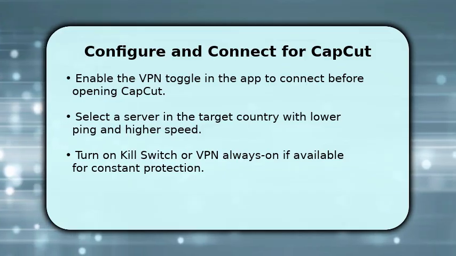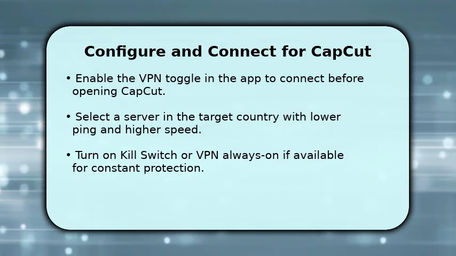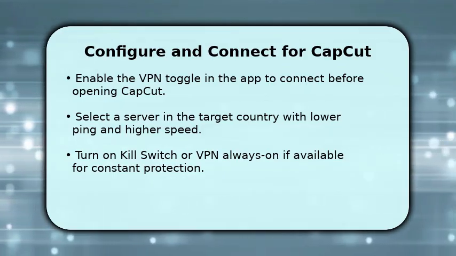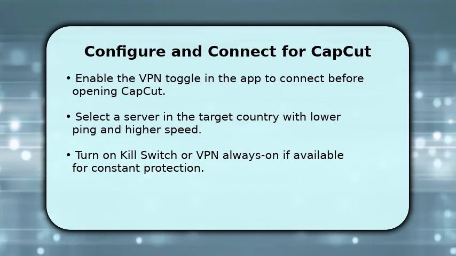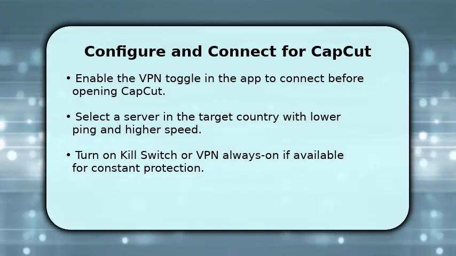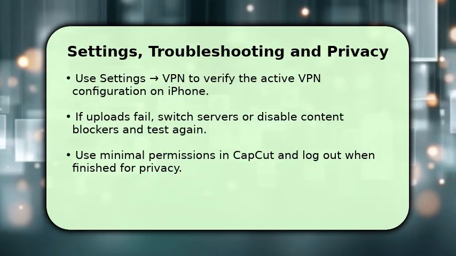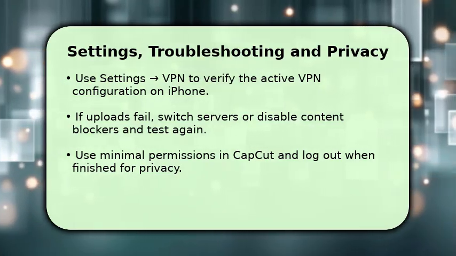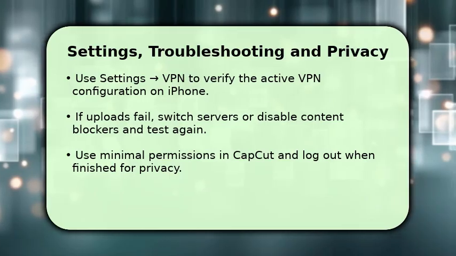If geo-restrictions remain, try a nearby server in the same country. Verify the VPN status in Settings, then confirm the active configuration for iPhone. If Capcut upload or access fails, disconnect and try a different nearby server.